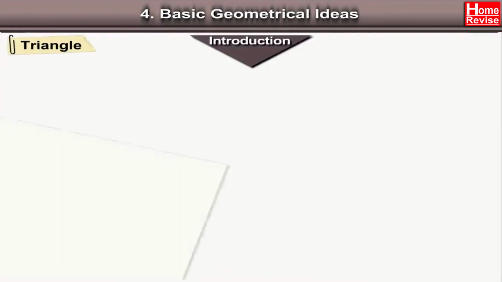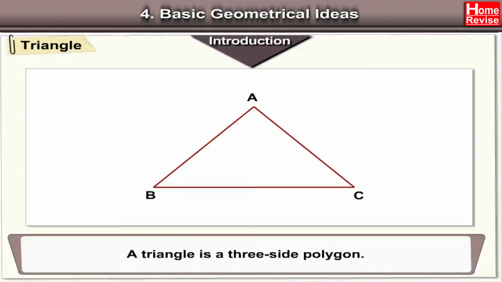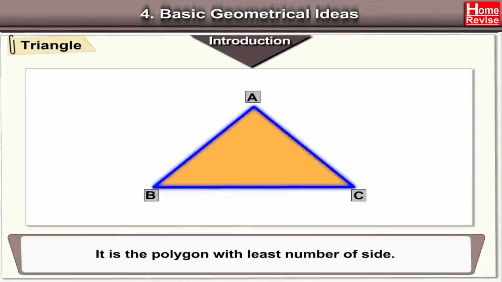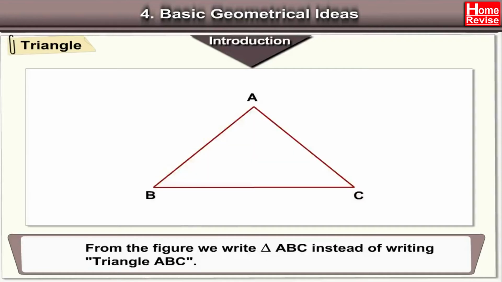Triangle. A triangle is a three-sided polygon. It is the polygon with the least number of sides. From the figure, we draw a small triangle and write ABC instead of writing triangle ABC.